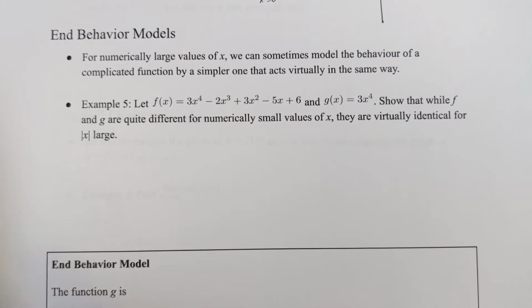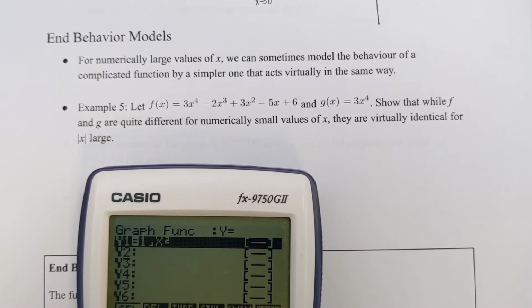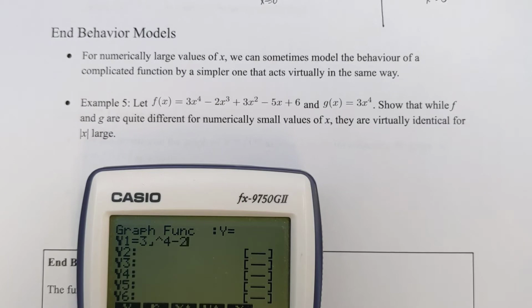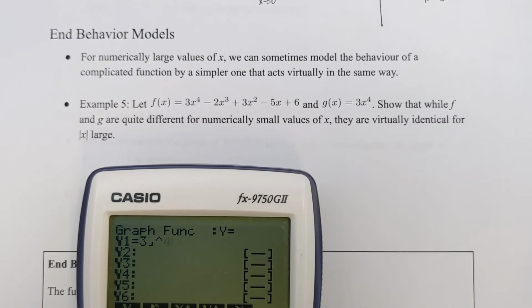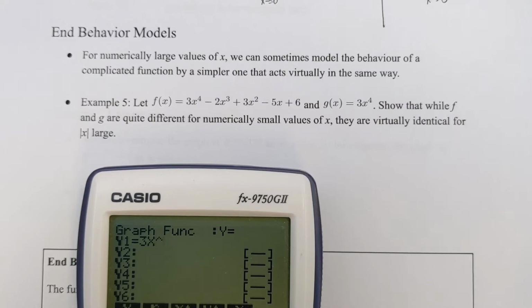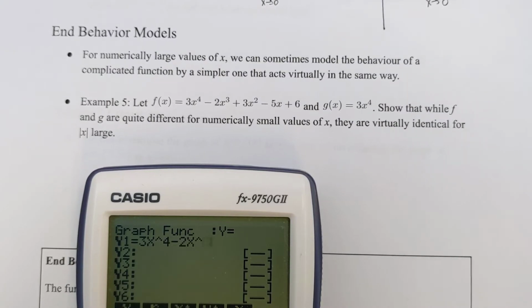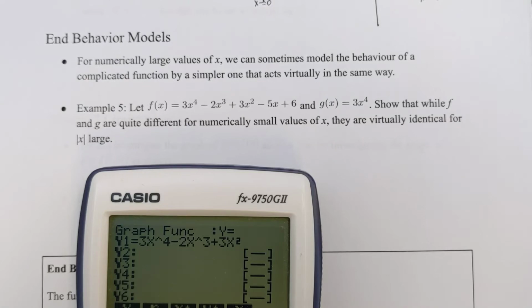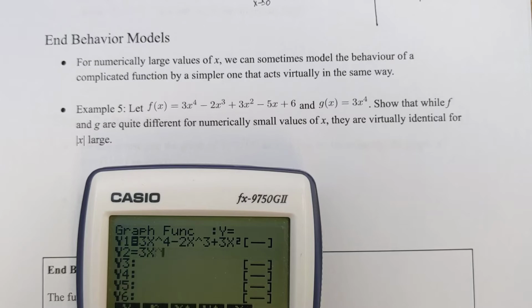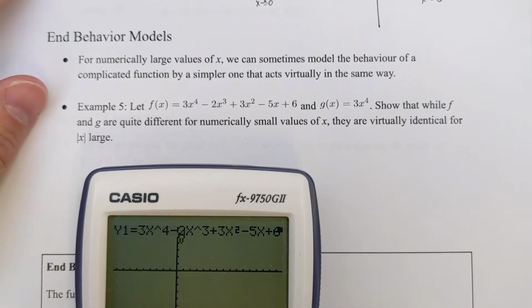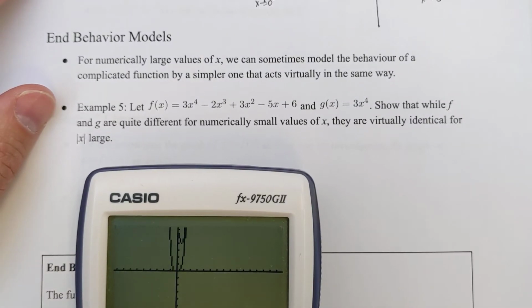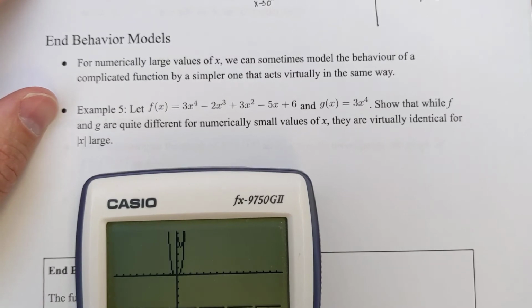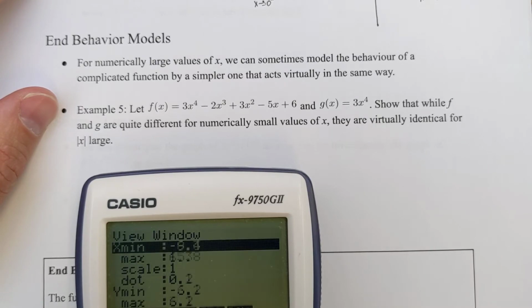So I'm going to graph these two functions. We have 3x to the fourth, and 3x to the fourth minus 2x cubed plus 3x squared minus 5x plus 6. Oh dear, I typed that wrong. So there's f, and then g is just 3x to the fourth. Draw. Okay, I should have got my other calculator for this. We'll look at the initial window.